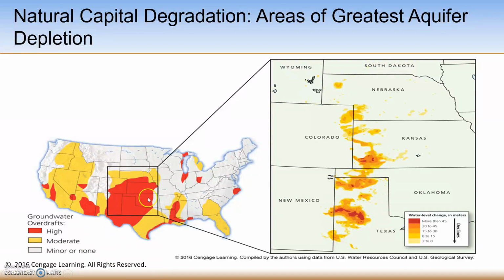The red zone indicated here with high overdraft and the correlating blow-up version of that depicts the Ogallala Aquifer. This is considered to be a sole source aquifer in the region of Kansas, Colorado, Oklahoma, Texas, and New Mexico. In parts of the Ogallala Aquifer, groundwater is being pumped out at 10 to 40 times faster than the natural recharge rate for the groundwater system. Hence, we're seeing lowered water tables as much as 45 meters.